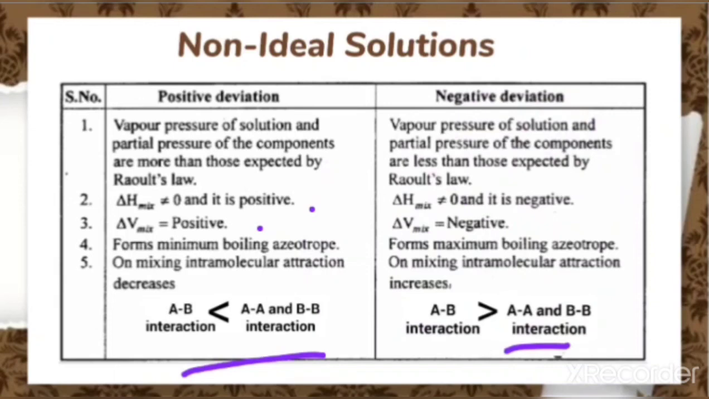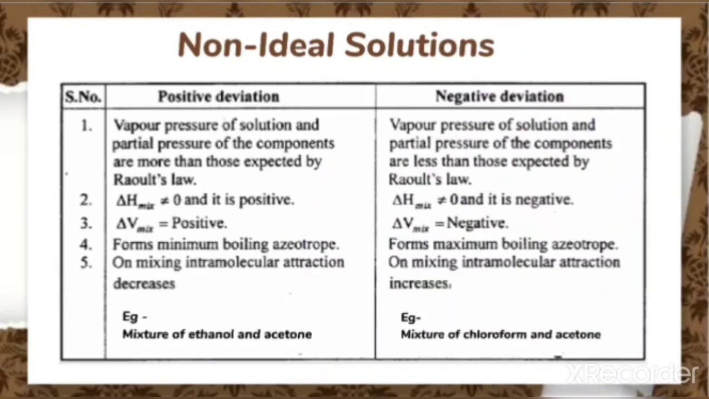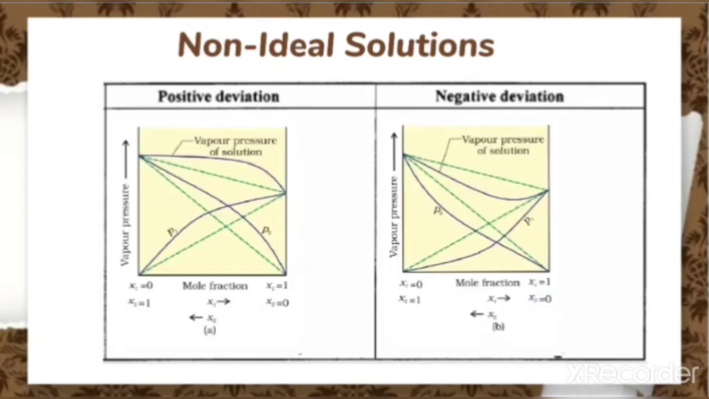So these are the important pointers related to positive and negative deviation. When we look at the examples, the mixture of ethanol and acetone shows a positive deviation, but the mixture of chloroform and acetone shows a negative deviation. It can be very well explained through a plot. If we make a plot between vapor pressure and mole fraction, if you remember, we have already made this plot while discussing the relation between vapor pressure and mole fraction according to Raoult's law.